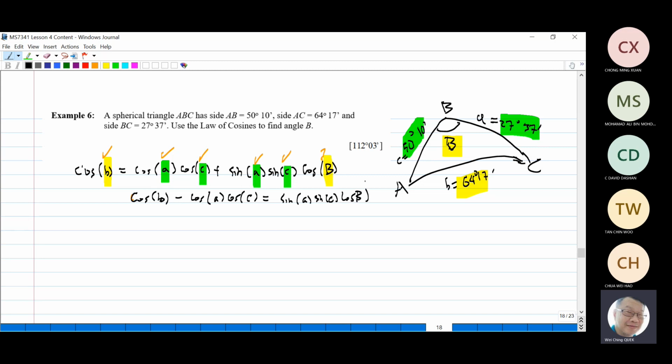Okay, then rearrange them. Cosine B minus cosine A cosine C over sine A sine C here. There's cosine B.